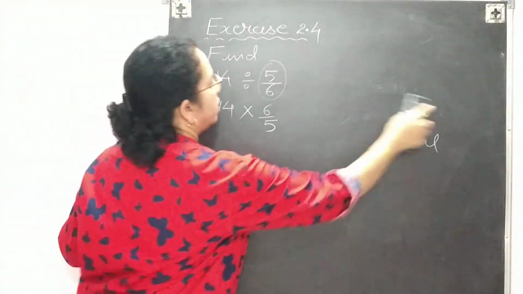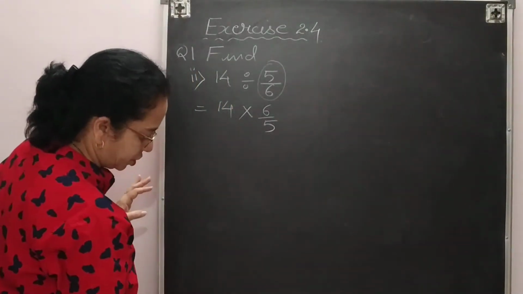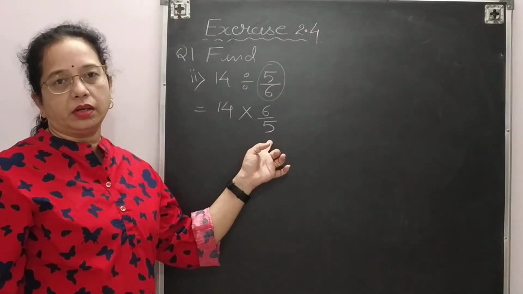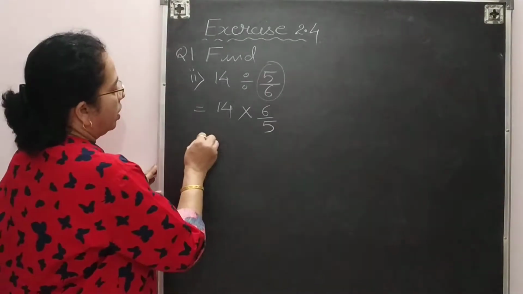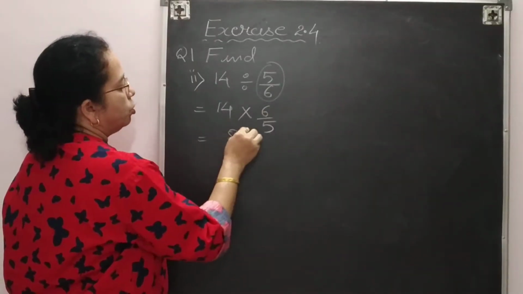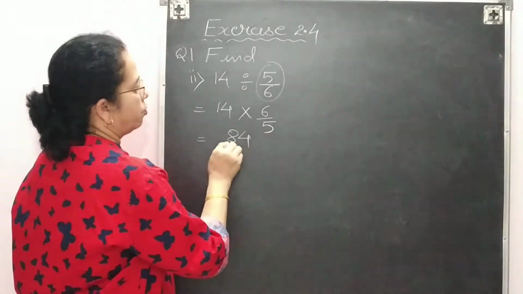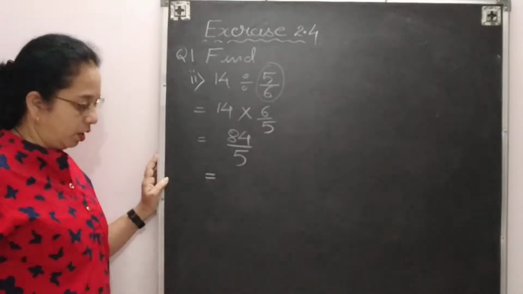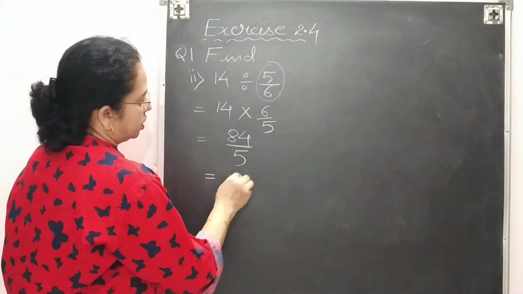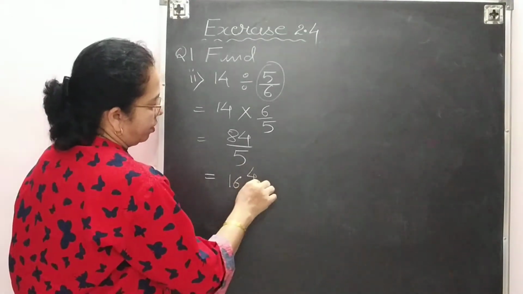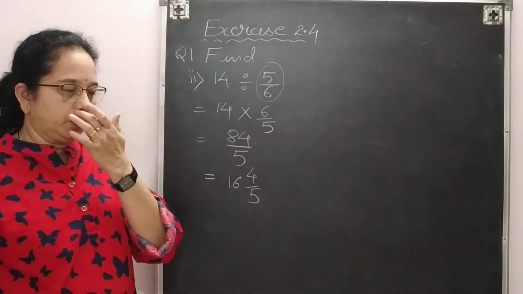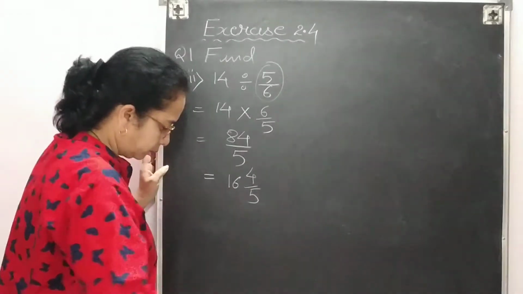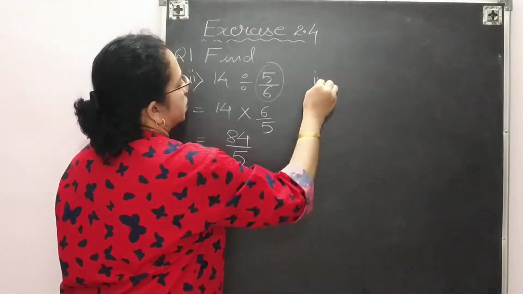Now we have converted the question into multiplication of fraction. So now we need to cut one number from numerator, one from denominator if possible. If not, then we multiply numerator with numerator. 14 sixes are 84 upon 5. Now since numerator is greater, we will convert into mixed fraction. So 16 and 4 by 5. I have already explained you how to convert into mixed fraction. Let us go for the fourth sum.